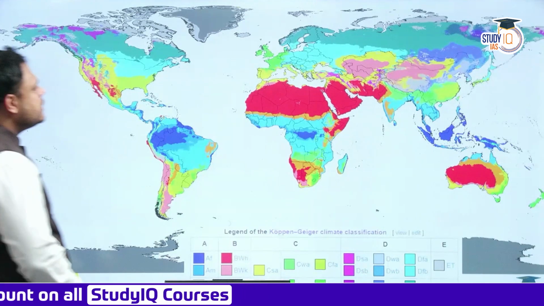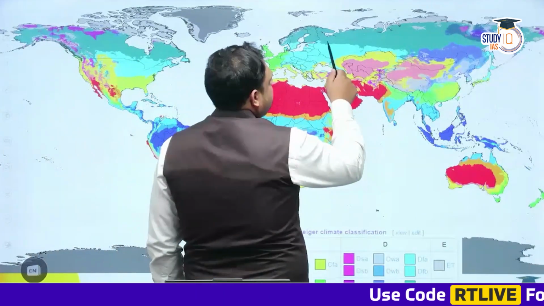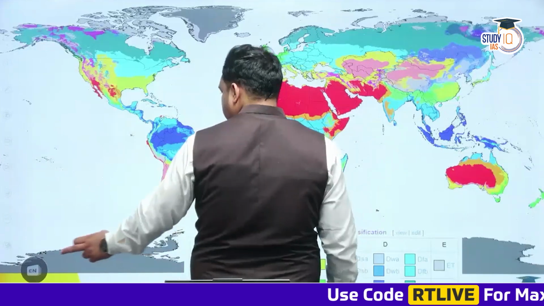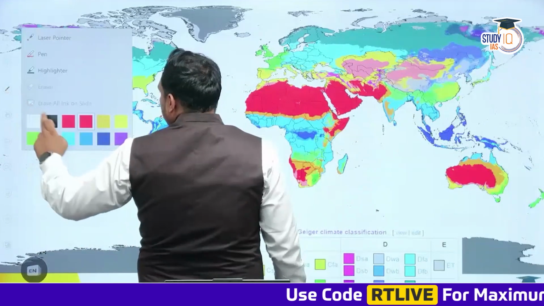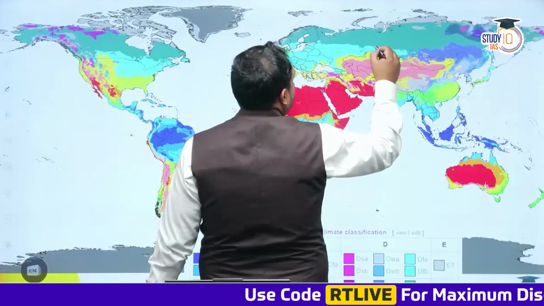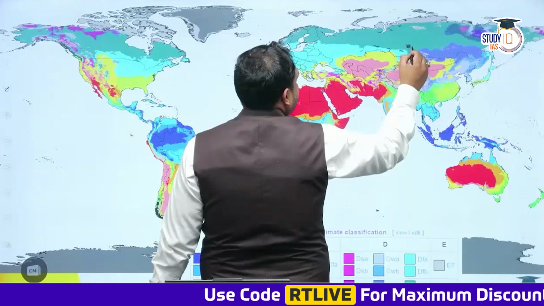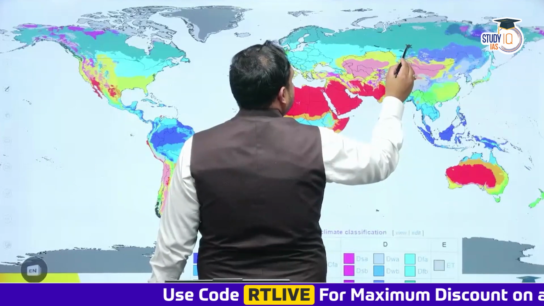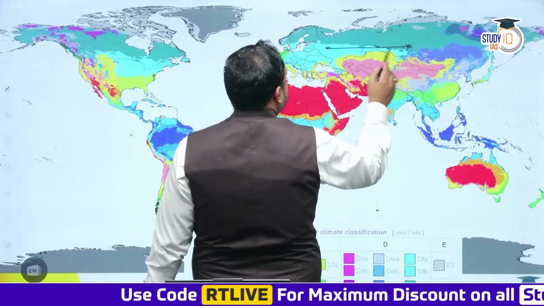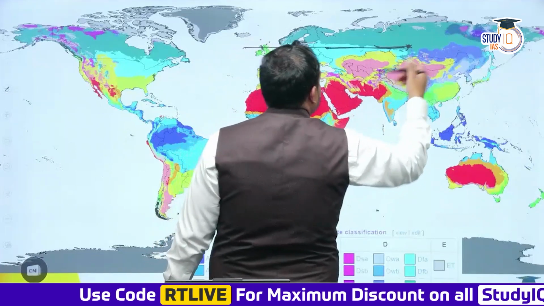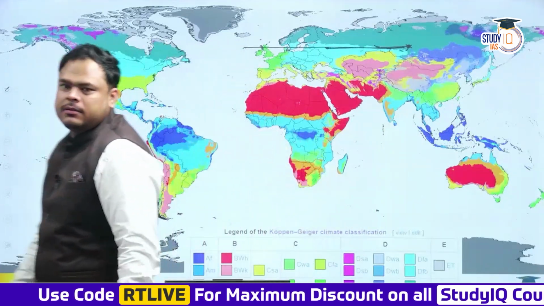First key takeaway is this. See, why lower latitude and very still, see this point, Siberia. यहां पर टेम्परेचर्स हाई हैं, यहां टेम्परेचर्स हाई हैं, बट साइबेरिया इतना ठंडा क्यों है भाई?